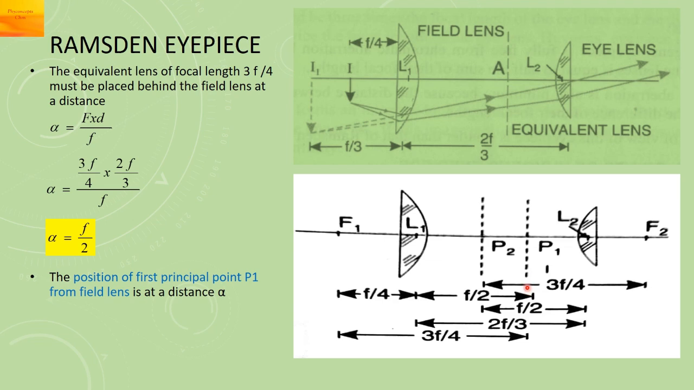So that is this distance, f by 2, the distance of the first principal point P1 from this field lens, alpha is equal to f by 2. So the equivalent lens here is lying between the field lens and the eye lens.